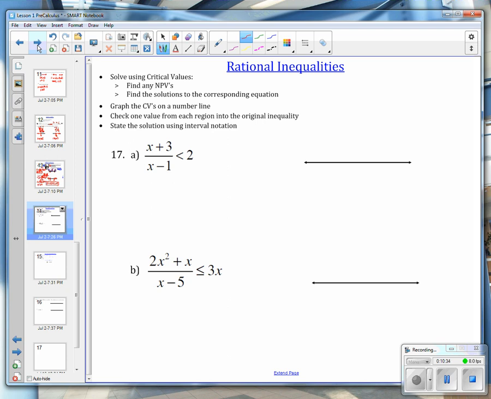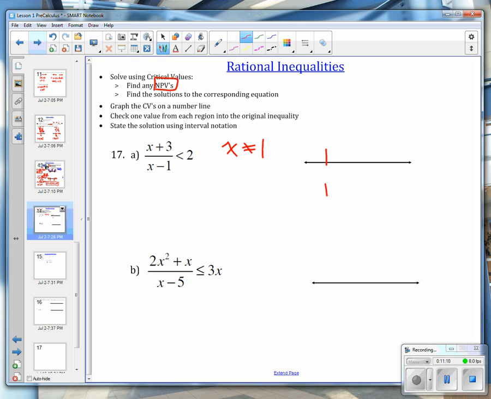Now, right away, what you're going to notice, I did mention non-permissible values. Now, that is always a real gimme. That's automatically going to give us a critical value. And remember, we find that from our denominator, because our denominator can never equal 0. So in this case, x can never be equal to 1, because 1 minus 1 would be 0, and we can't have that. So that actually is our first critical value. So we can literally put that right on our number line. We already know that that's going to be on there.